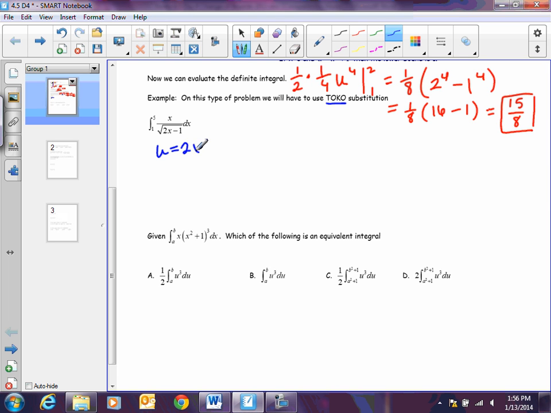2x minus 1, good. And du? 2dx. Now, we know we're going to divide that 2 over. Okay, that's nice. And I have the dx, so I can replace that dx with 1/2 du, but since there was no x here, and there is an x here, it's like accounted for. Just as a review, this is what we learned on Thursday. So that's how you know.